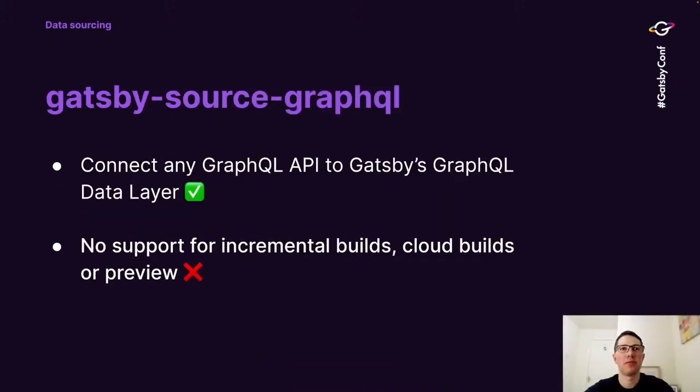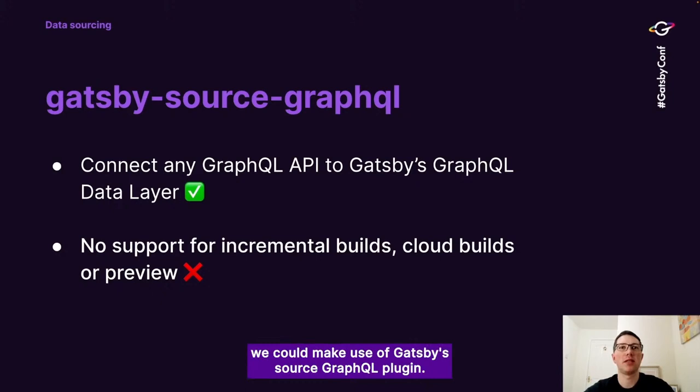Thanks, John. Since we're using a custom legacy CMS, no specific source plugin exists. But since we're working with GraphQL, we could make use of Gatsby's Gatsby Source GraphQL plugin. This official source plugin is versatile and allows you to connect any GraphQL API to Gatsby's GraphQL data layer. All we had to do was configure the source plugin in the gatsby-config file with a type name, field name, and the URL to query from.